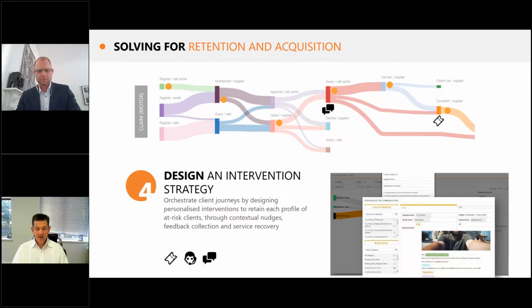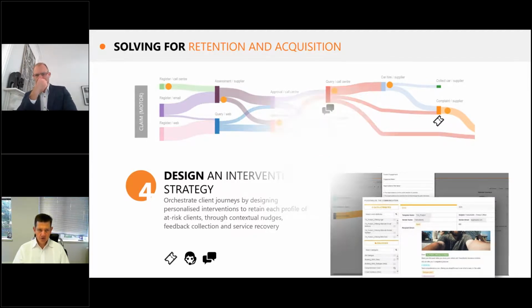Back to what I spoke about in the operational model. They could be service recovery interventions. They potentially could be nudges, personalized communications. They could be improvements in the systems, process, and people.